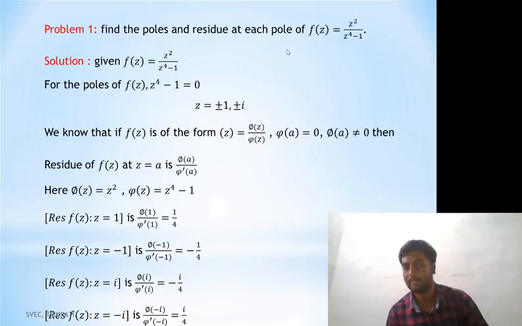Now here at minus 1, phi of minus 1 is minus 1 whole square, which is 1, divided by 4 into minus 1 whole power 3, which is minus 4, so that means minus 1 by 4. At i, phi is i square, which is minus 1, by 4 into i power 3. I power 3 is minus i, so that means it is minus i by 4. So similarly it is i by 4.